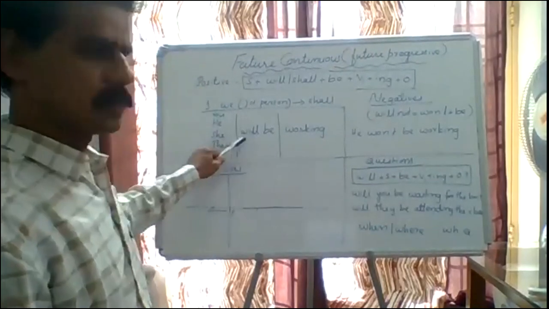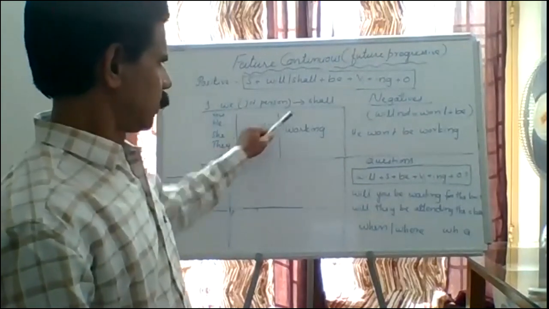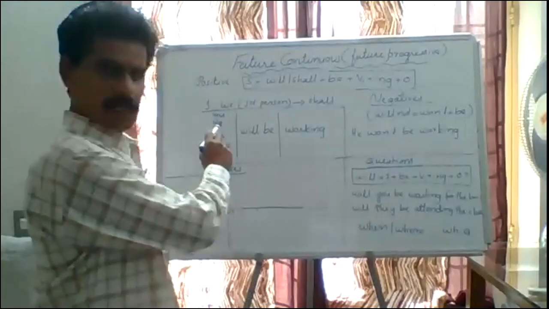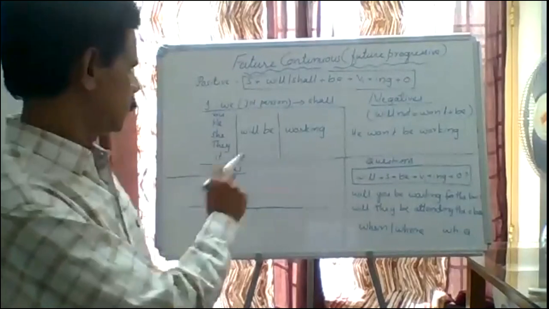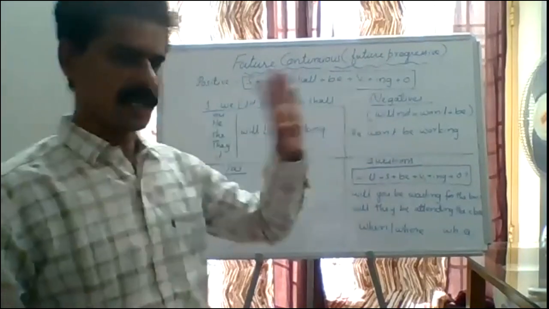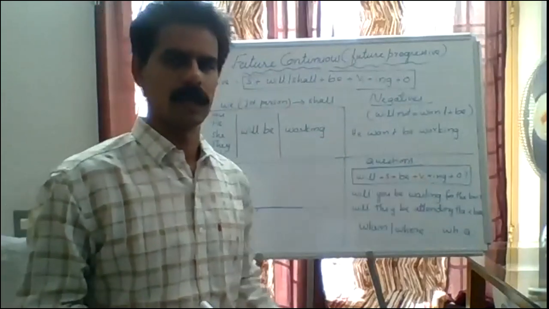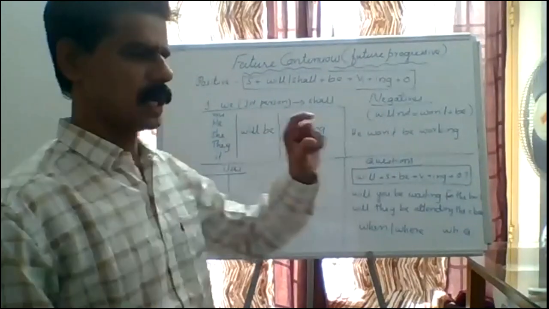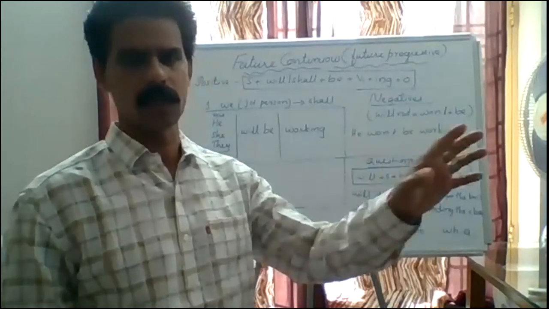Soon after that, there is a helping verb, that is will plus be we use. Will be. The main verb is working. Here, you can use: you will be working, he will be working, she will be working, they will be working, it will be working. Just one example I gave you, how to make sentences in future continuous. Future continuous is very simple. Just remember, will be or shall be plus the ing form. The subject is common for every sentence, and the object is also common for every sentence.